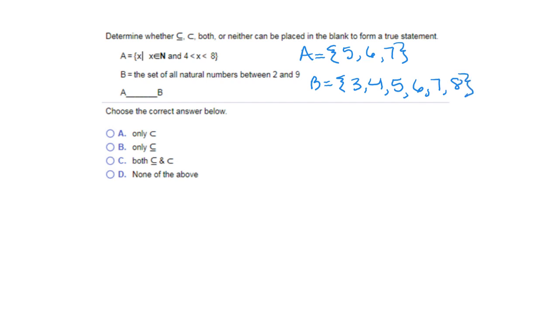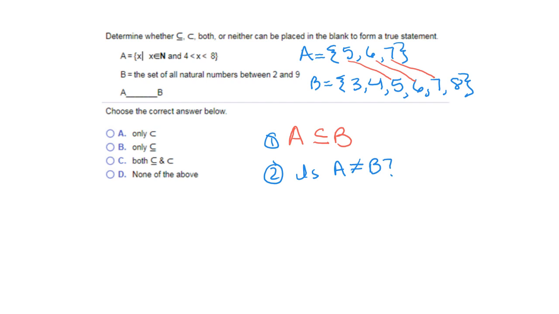All right, so let's check the first condition. Is A a subset of B? Every element in A is contained in set B. So therefore, A is a subset of B. Now we want to check to see if it is a proper subset. For it to be a proper subset, our first condition has been met. The second condition we want to check for is A not equal to B.